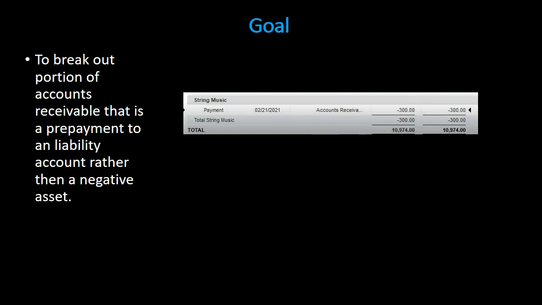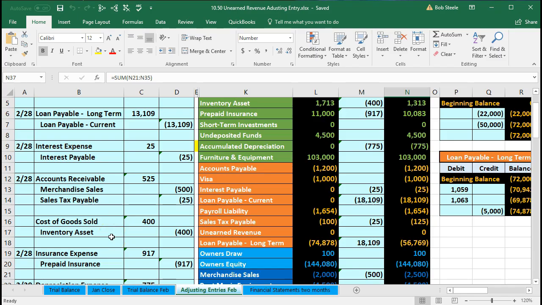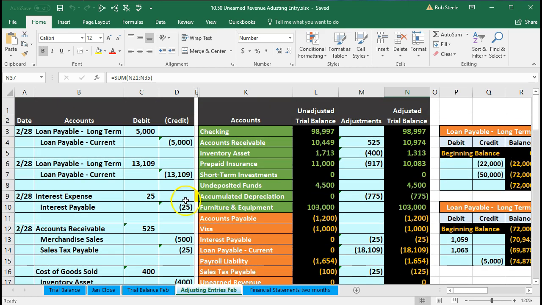Let's take a look at that in Excel. Here we are within Excel. We are in the Adjusting Entries tab, and we're going to be entering our adjusting entry on the left and posting that not to the general ledger, but to the adjustment column of our worksheet.